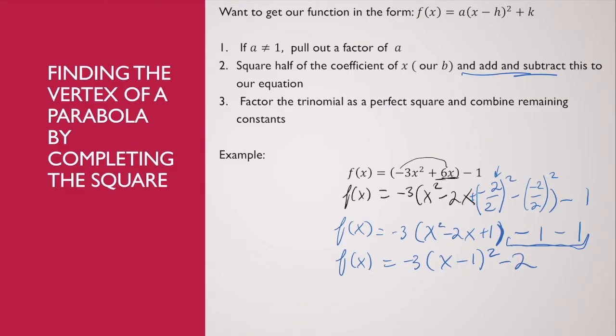So my new vertex is when h is 1, right? Because it's got to be in this negative form. So it's okay that I just take the h part. I don't take the negative with it. And k is a -2. So my vertex is when x is 1, y is -2.